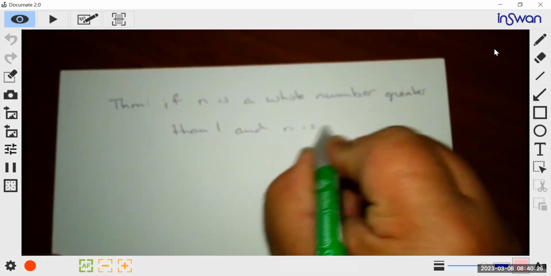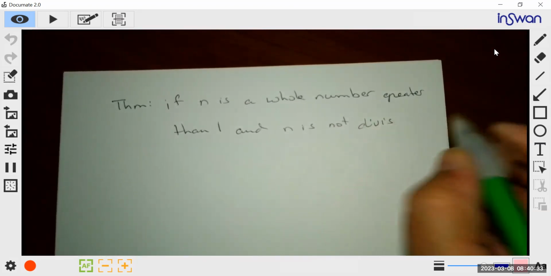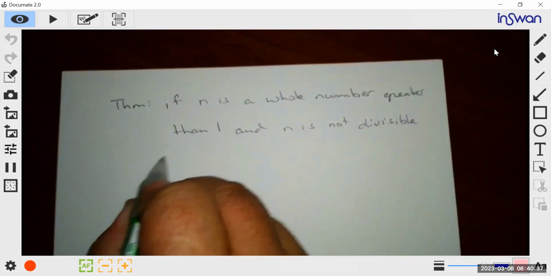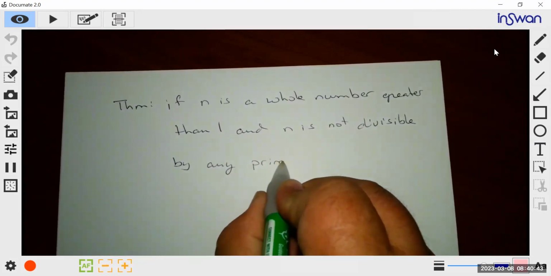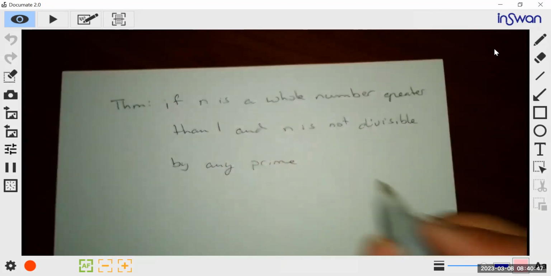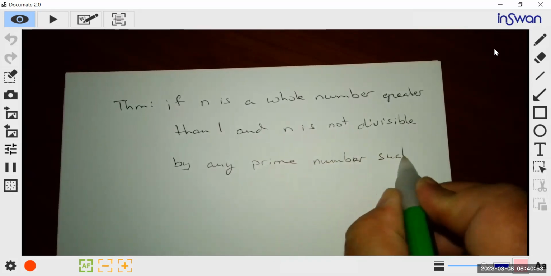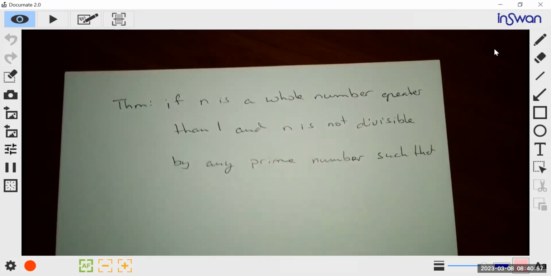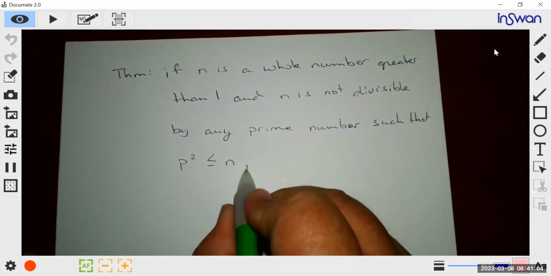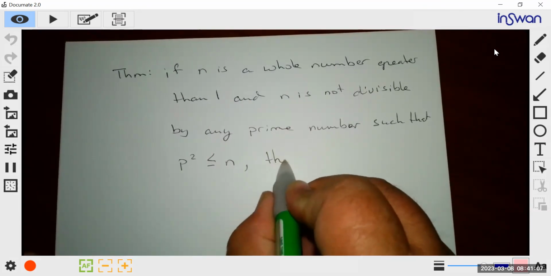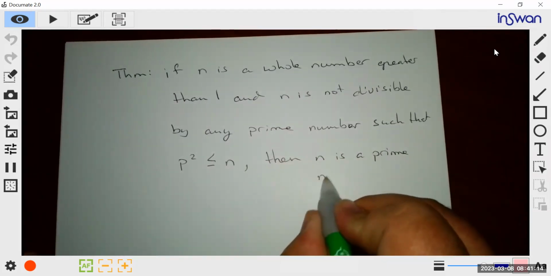And N is not divisible by any prime number such that P squared is less than N. If that's true, then N is a prime number.